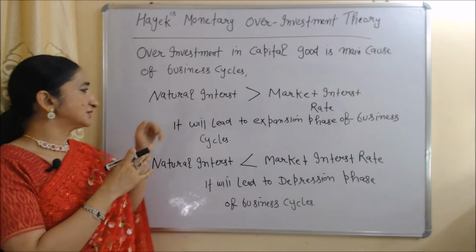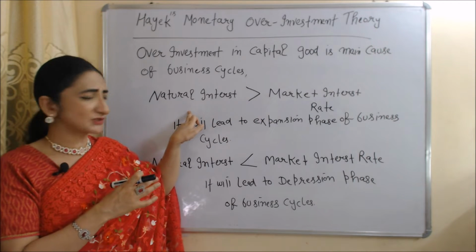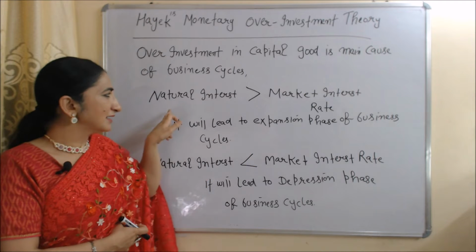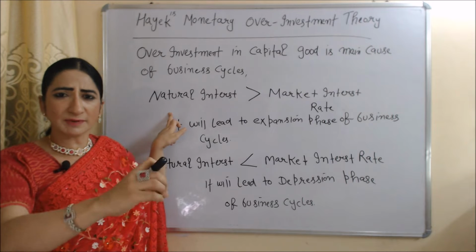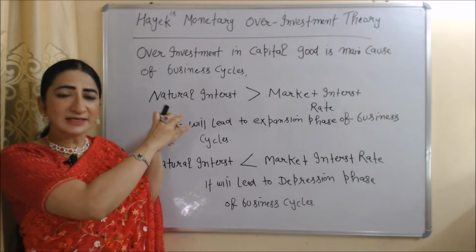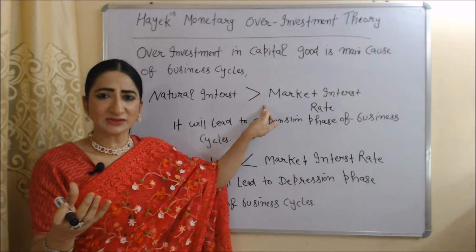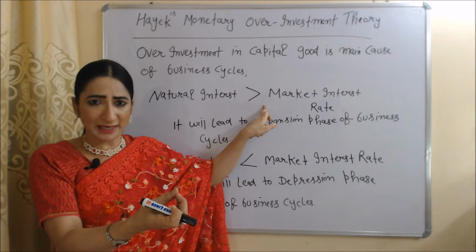According to this theory, if the market interest rate is less than the natural interest rate, it will lead to the expansion phase of business cycles. The natural interest rate is established where the demand for loans is equal to the supply of loans, which means the natural interest rate is the equilibrium interest rate. On the other hand, the market interest rate is the actual interest rate that prevails in the market in a particular time period.